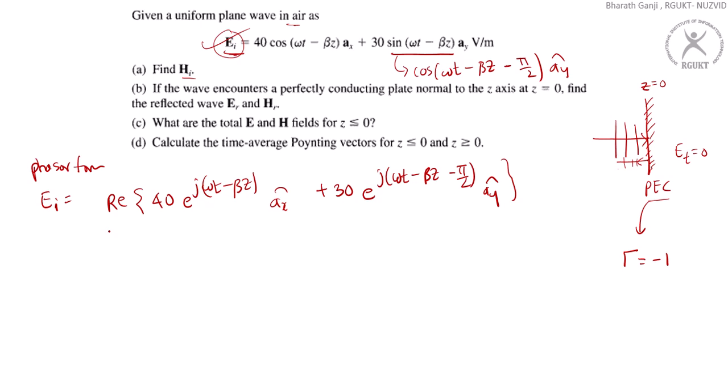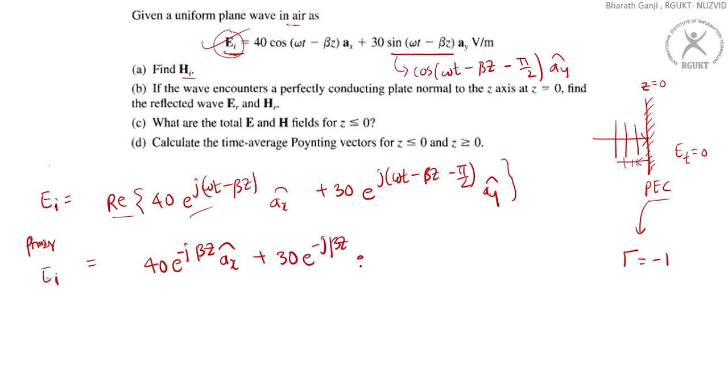So this is your time domain. Your phasor form is where you neglect the e power j omega t and real part terms, so you don't write the real part and e power j omega t any longer. If you do that, you get 40 times e power minus j beta z ax cap plus 30 times e power minus j beta z, along with it an e power minus j pi by 2 times ay cap. What is e power minus j pi by 2?